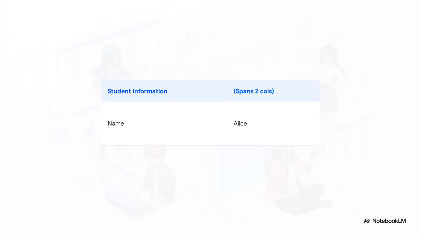See how that top header, student information, doesn't just awkwardly sit over the name column? Because we used a colspan of 2, it stretches beautifully across both the name and Alice columns. It seamlessly covers the space of 2 horizontal cells and keeps our whole layout looking incredibly sharp.